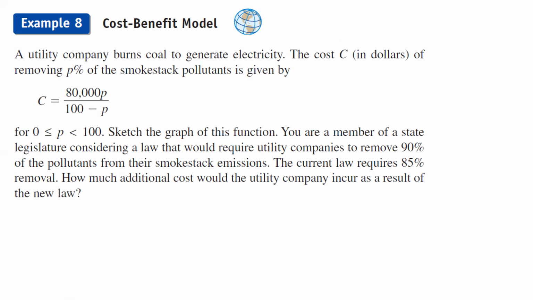It says the utility company burns coal to generate electricity here. And so now the question is, it goes from 0 to 100 for the p value. This is percent. Let's see. Oh, removing p% of the smokestack pollutants here. So this is right here.